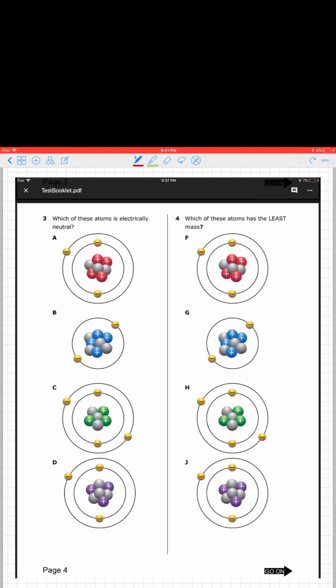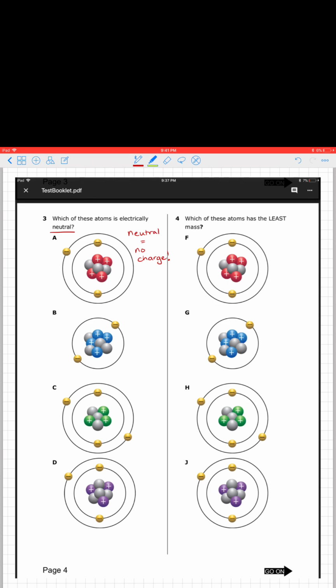All right, so we're going to talk about some of the most missed questions from Friday's test, starting with number 3. So this question says, which of these atoms is electrically neutral? So I think this word neutral kind of threw us off because we were thinking of neutrons, but remember neutral just means no charge.